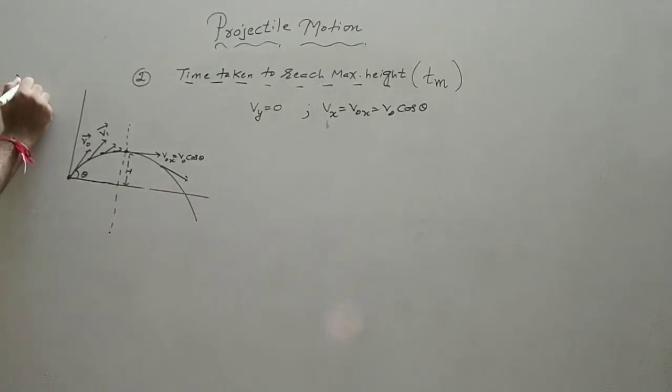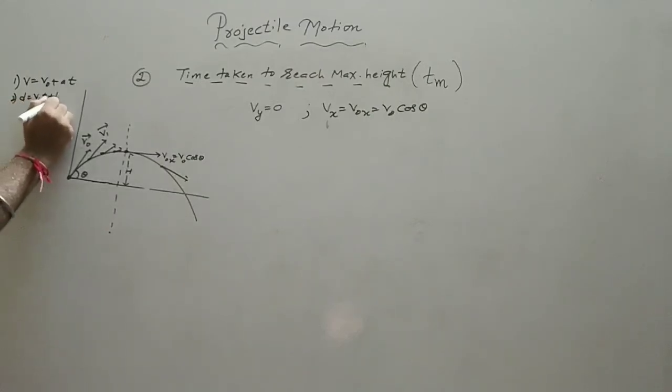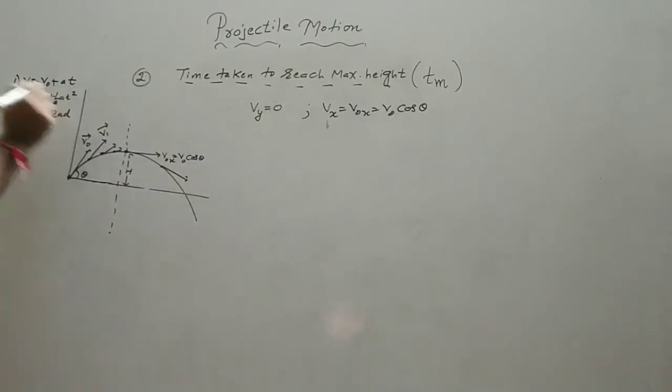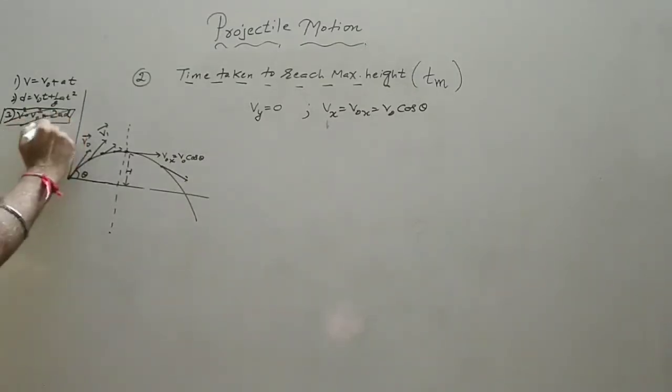Now again you have three sets of equations only. The first was V is equal to V naught plus AT. Second was displacement equal to V naught t plus half AT square. And the third was V square minus V naught square is equal to 2AD, where D is the displacement. Now we have to apply any one of these equations. I have to find out the time. So in the third equation there is no time, so it cannot be applied. Now you are left with the first and second equations.